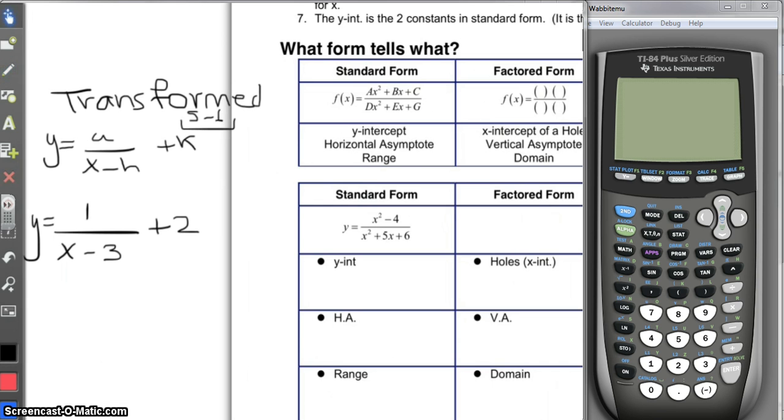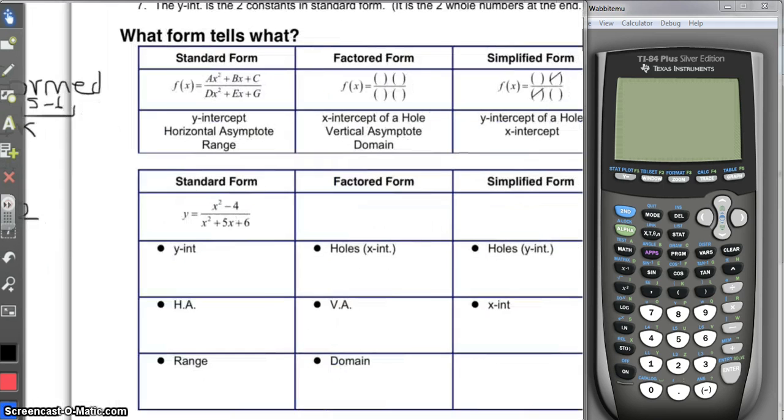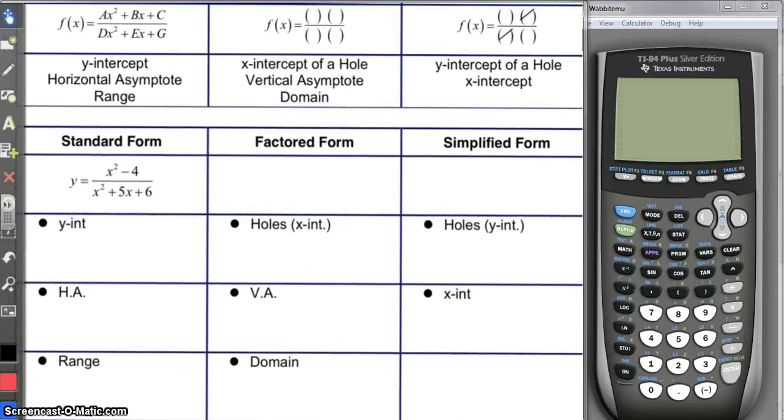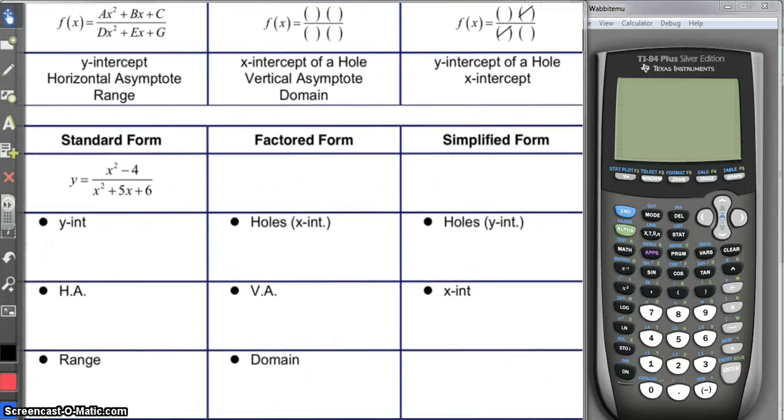Now today we're going to be focusing on standard form. And standard form, as you can see, is where you have a fraction. There could be an x on the top, an x on the bottom, and you might even have an x squared. So if you have a standard form, the first thing that you should do is factor it. That's going to be your first step always.